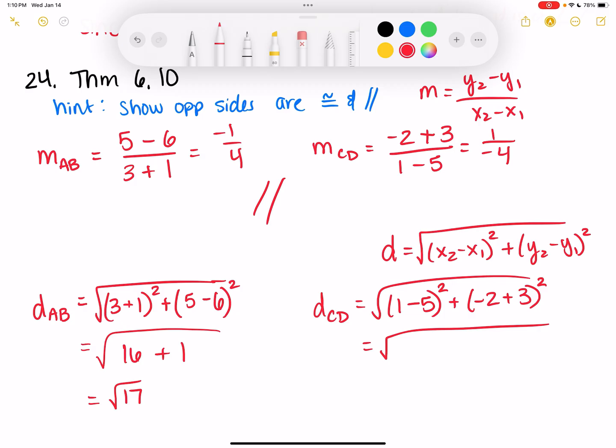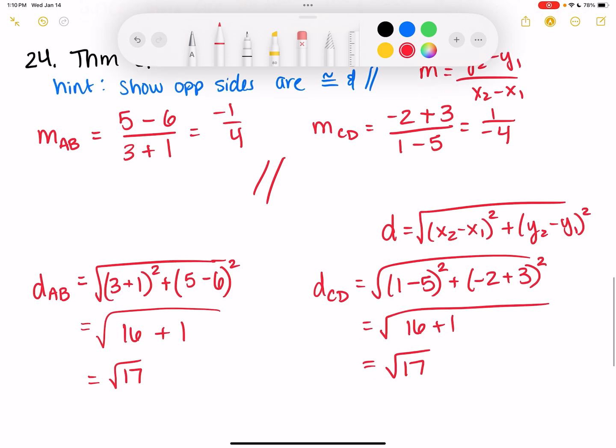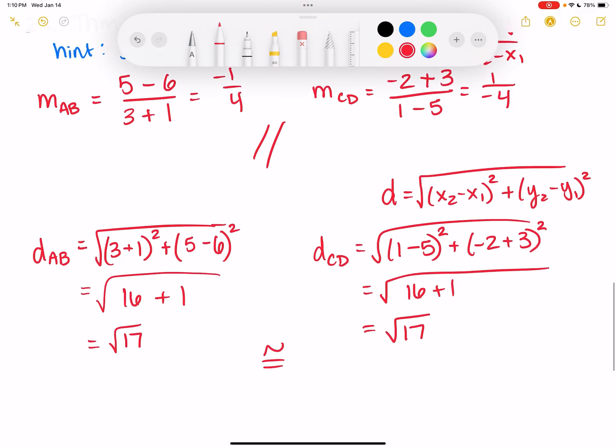1 minus 5 is negative 4. Squared is 16. Negative 2 plus 3 is positive 1. Squared is 1. So 16 plus 1. So that is the square root of 17. And so that means that those sides are congruent. And so then that means that since AB and CD are congruent and parallel, ABCD is a parallelogram.